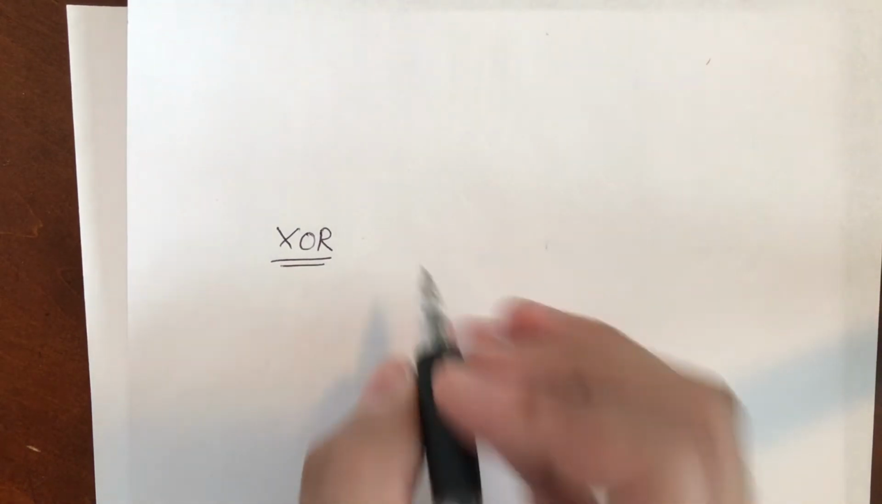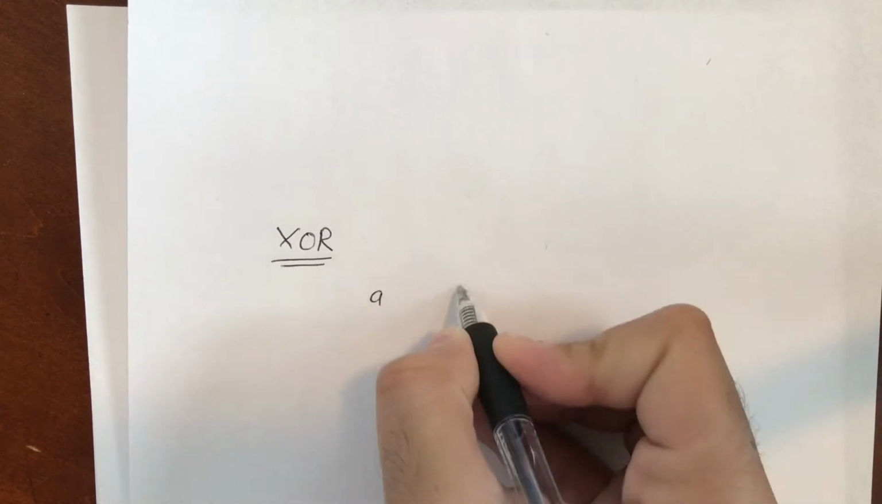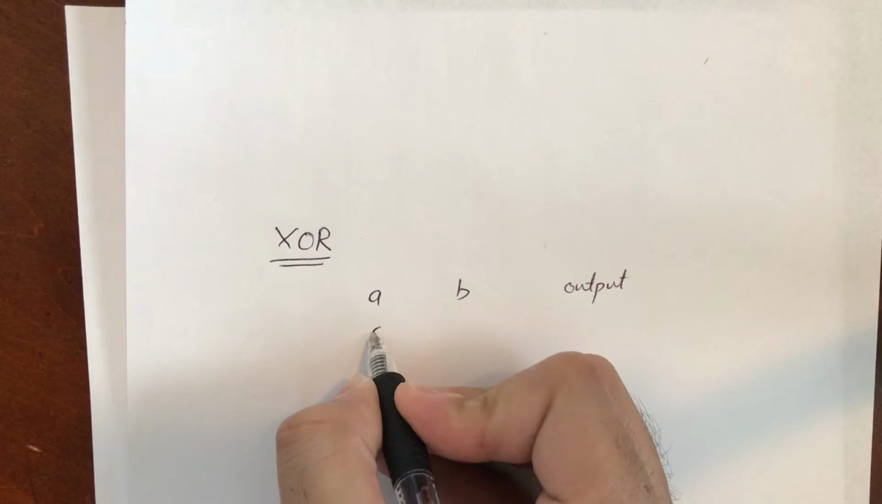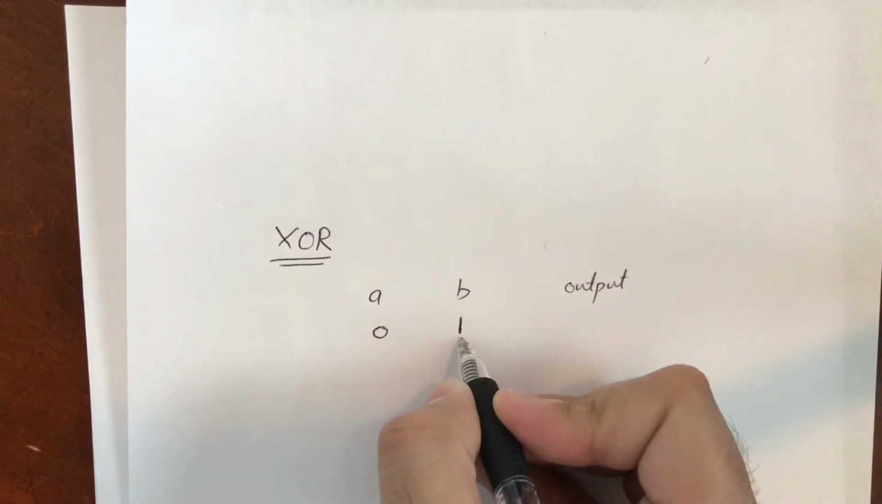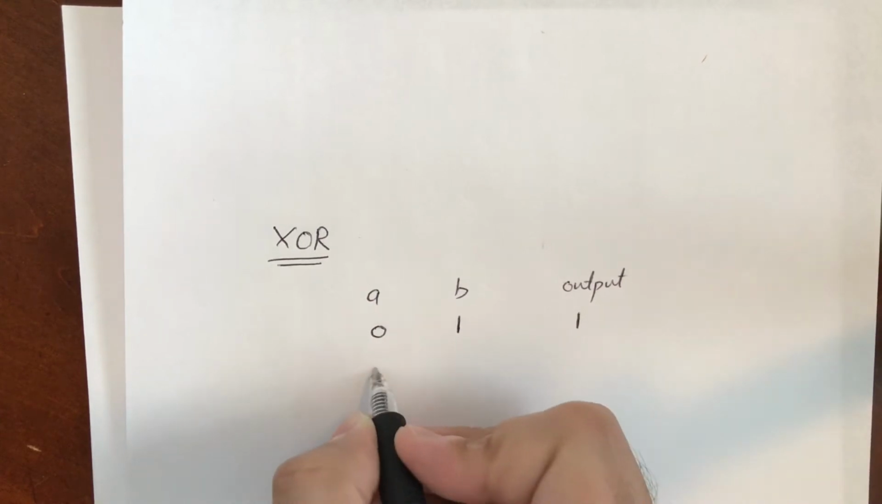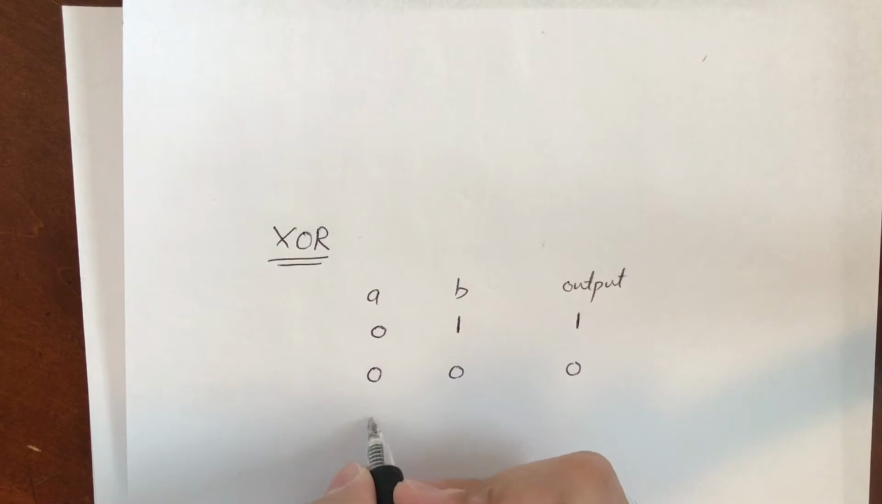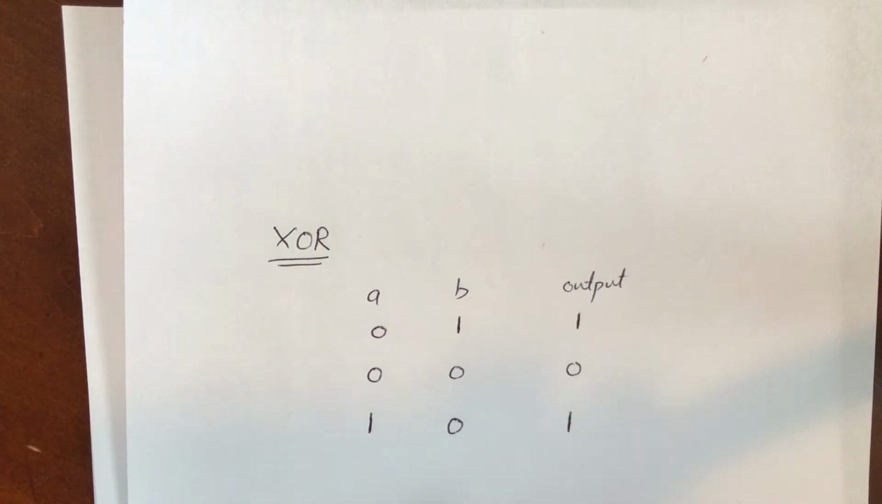In XOR, the analogy is very, very simple. Please understand that. Let's say we have two inputs, A and B, and this is the output. For example, if A is 0 and B is 1, if they are different, the output will be 1. If both are the same, let's say 0, 0, the output will be 0. If A is 1 and B is 0, these are different, so the output will be 1. If both are the same, 1, 1, the output will be 0.